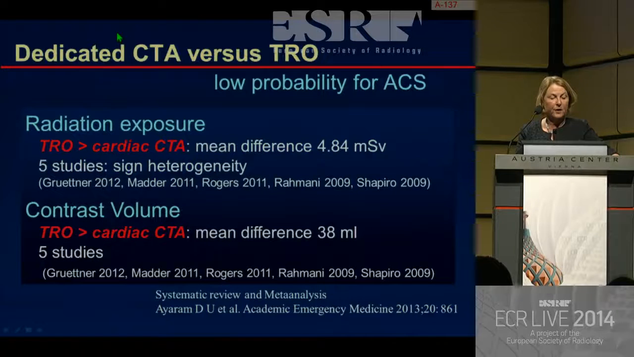However, they did find, and we are not surprised about that, a significant difference with respect to radiation exposure and with respect to contrast volume if they compare the triple rule-out with the dedicated cardiac CTA.